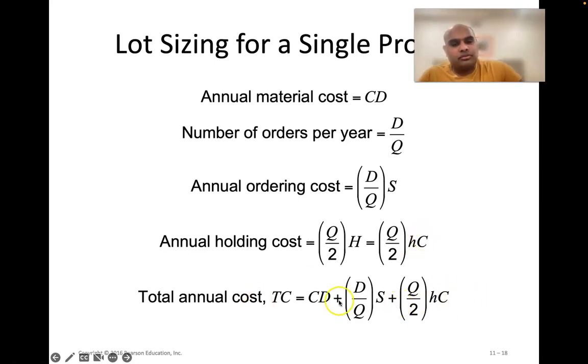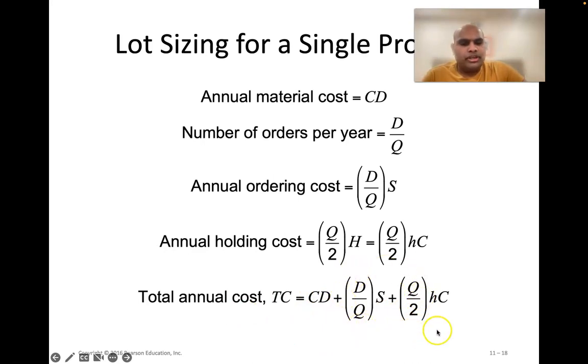So the total cost will be the material cost plus the ordering cost plus the holding cost. So this is average inventory times the cost of holding that inventory, right, per unit. Now, a few things to keep in mind. Whenever you actually do the calculation for this, and we'll do that in a second, you will notice that the material cost tends to be much higher than the ordering and holding cost.